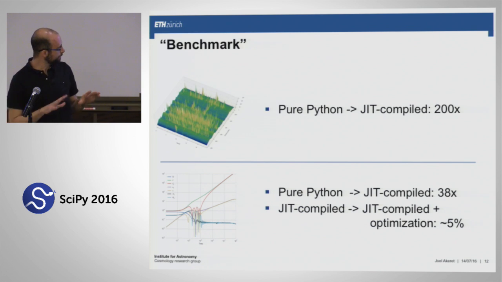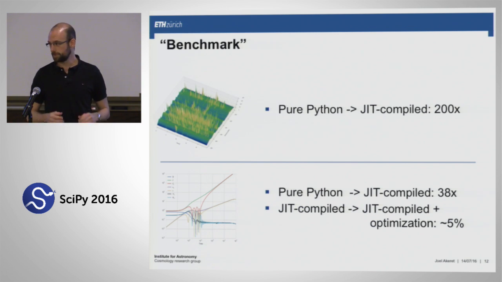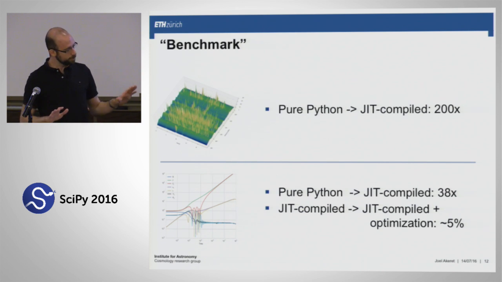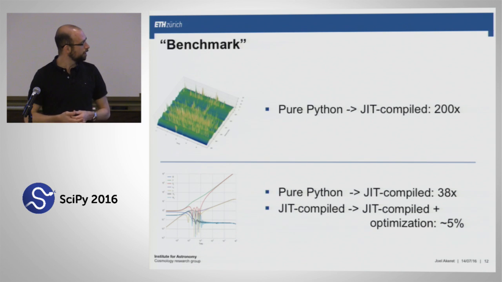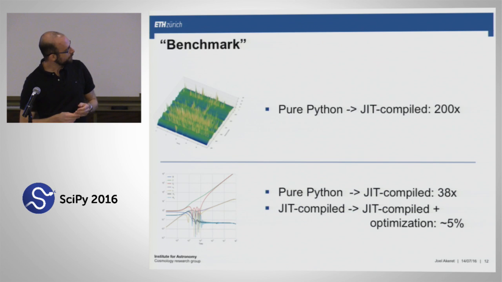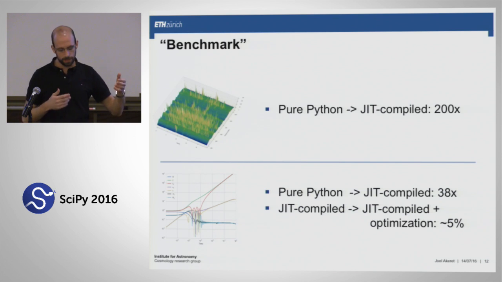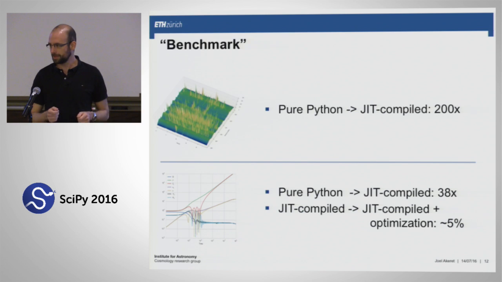In the second case, where we're studying the evolution of the universe and computing those ODEs, when we compare the pure Python code to the JIT compiled one, we get a speedup of a factor of 38. The second comparison is the JIT compiled version against the one with those symbolic optimizations enabled, and there we get another 5%. It doesn't sound like much, but it's 5% for free. And to be fair, we already tried to optimize the equations a little bit before we JIT compiled it.